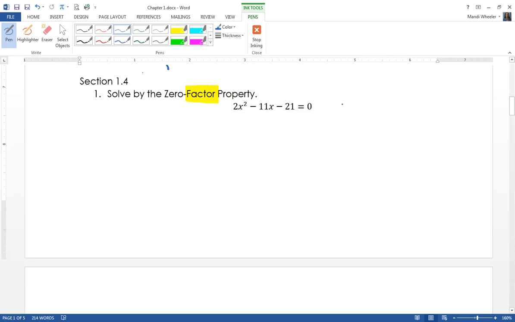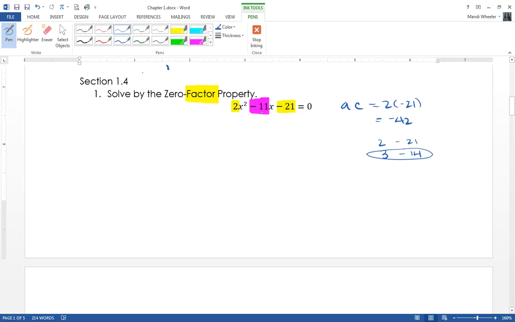So that's the one that I'm going to use here. For the AC method, we're going to multiply A times C. So that's A times C, which in this case is negative 42. And then we want to find factors of negative 42 that add to B. So the factors of negative 42, well, we've got 2 and negative 21. Those don't add to negative 11. We've got 3 and negative 14. Those will work. That is what we want, the 3 and negative 14.